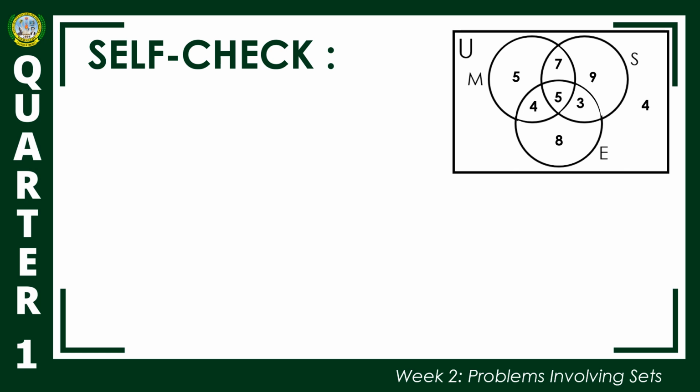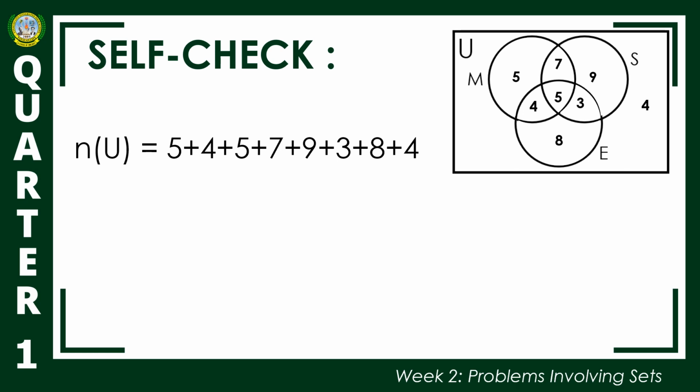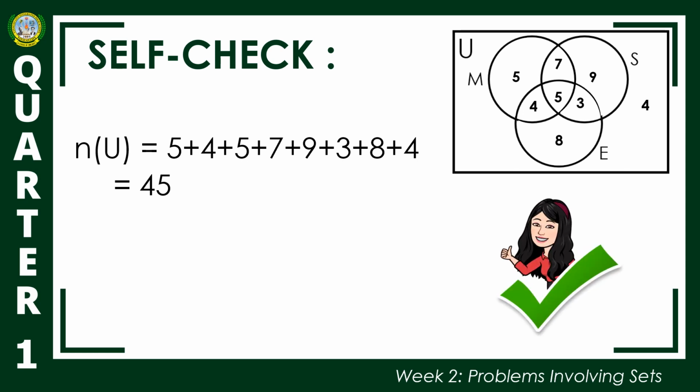Ngayon naman po ay check natin kung tama nga ba yung mga values na nakuha natin. Tandaan na sinabi po sa problem na merong 45 students in the universal set. Ngayon po, i-add natin lahat ng 8 values na nakuha natin. We have 5 plus 4 plus 5 plus 7 plus 9 plus 3 plus 8 and 4. And that is equal to 45. Meaning, yung nakuha po nating values for subset 1 to subset 8 ay tama.